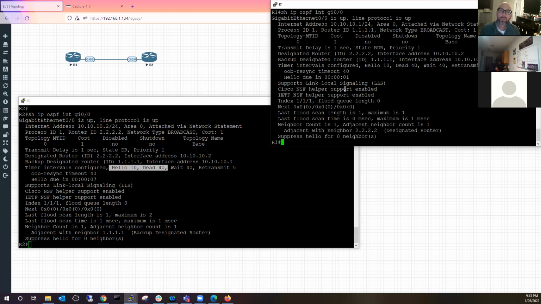Now this one here is good because they're actually adjacent to one another. But let's just say you ran the same command on the neighbor, and the network type says something like point-to-multipoint instead of broadcast. You're going to have a different set of timers here, which is going to be a problem. Follow me?